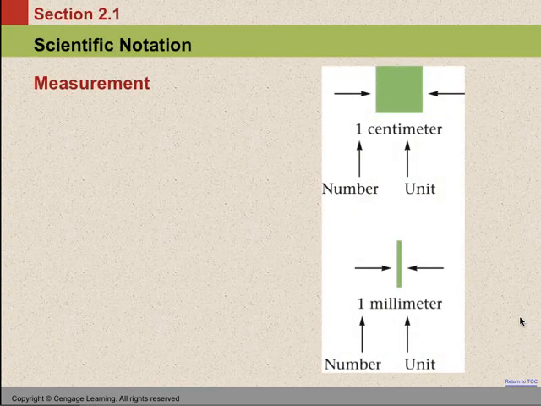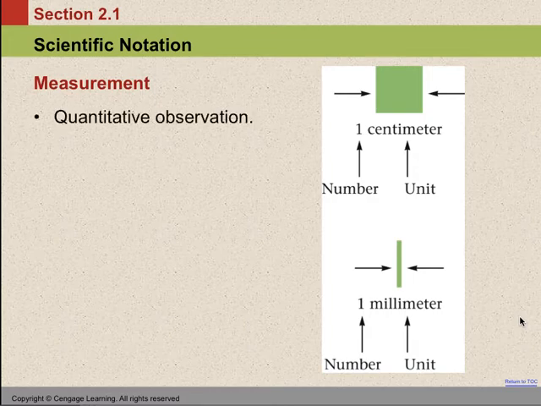Okay, we're going to take a look at scientific notation. It's a way of measurement. And when we're looking at measurements, it's a quantitative observation. That means quantitative, quantity. We can put a number to it. So it is a numerical observation.